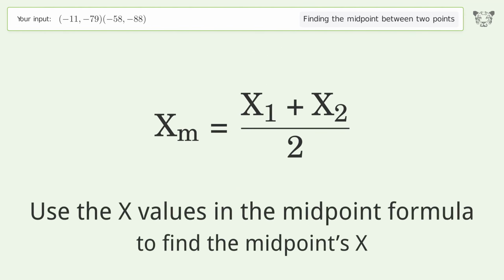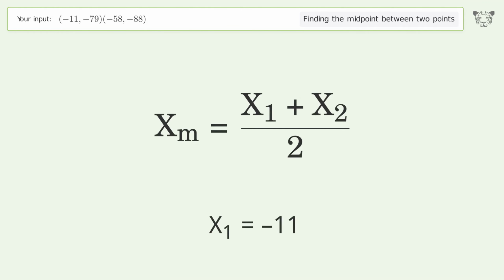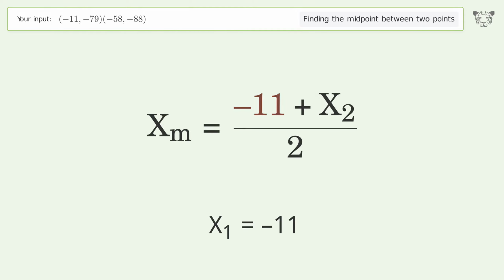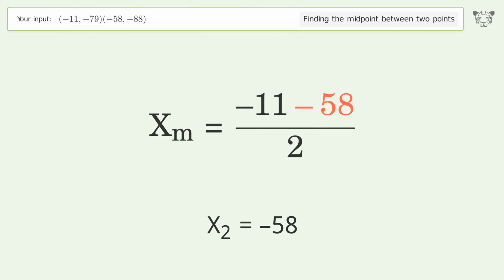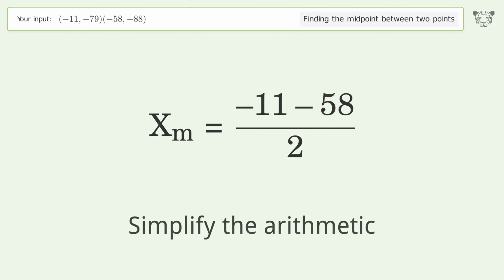Use the x values in the midpoint formula to find the midpoint's x. x1 equals -11. x2 equals -58. Simplify the arithmetic.